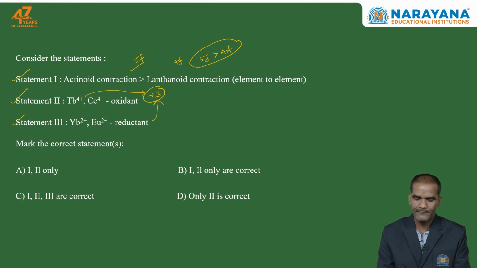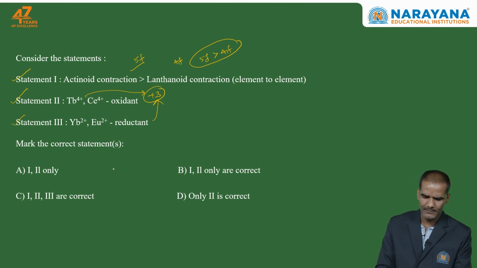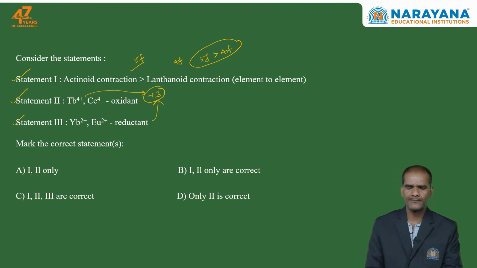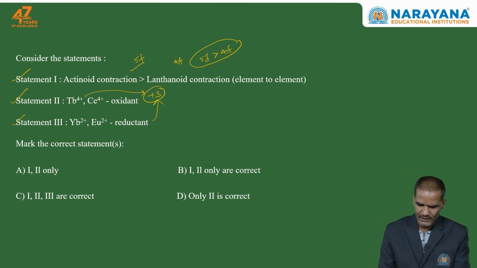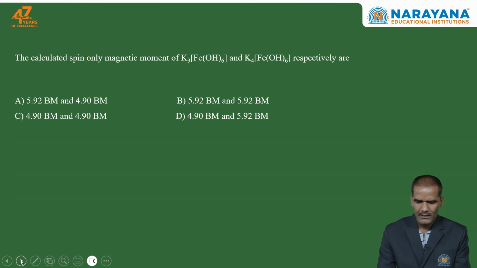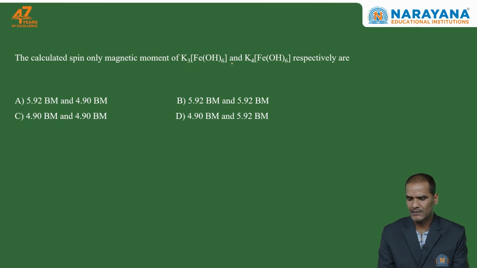So this is from f-block elements. The previous question was from d-block elements, and this was from f-block elements. This is also a very easy question you can say. And next question we will see here: the calculated spin-only magnetic moment of 2 complexes are given here.